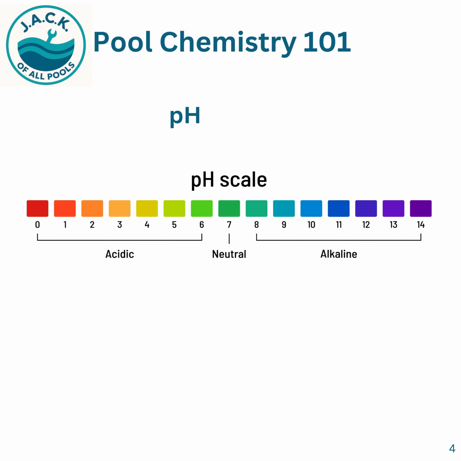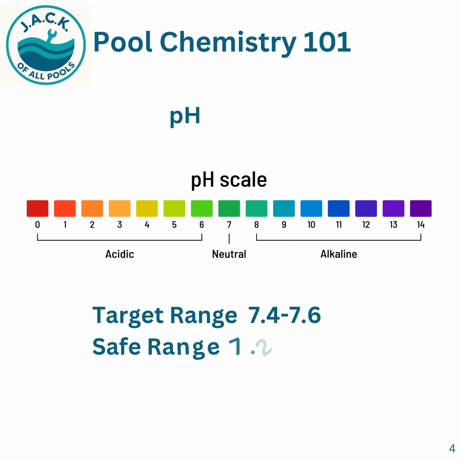pH tells us how acidic or basic your pool water is using a scale from 0 to 14. A pH of 7 is perfectly neutral. Below 7 is acidic, kind of like vinegar or lemon juice. Above 7 is basic, also called alkaline, more like baking soda or soap. For pool water, the sweet spot is between 7.4 and 7.6, with a safe range of 7.2 to 8.